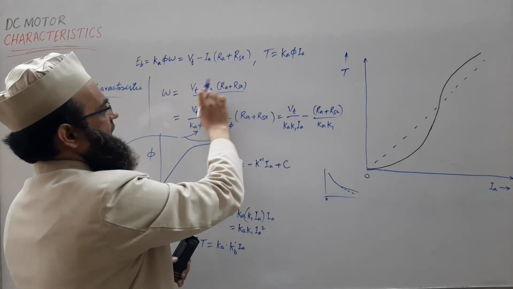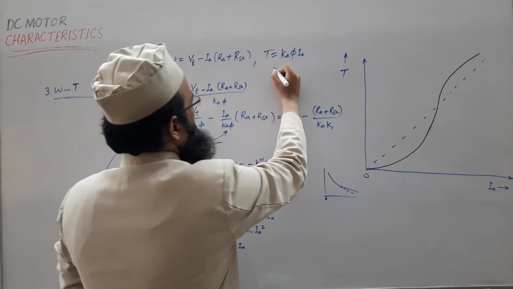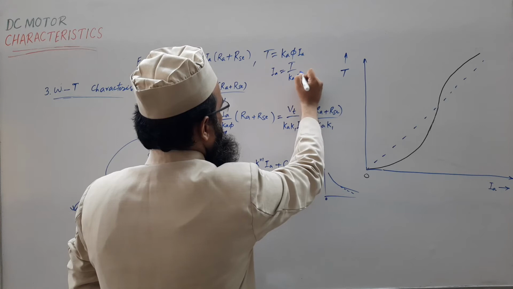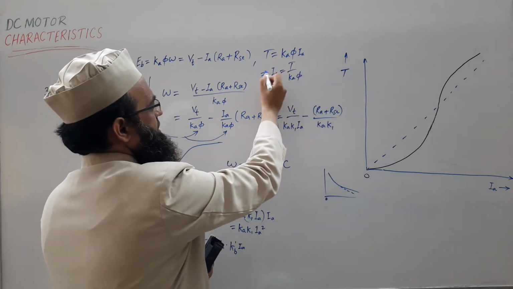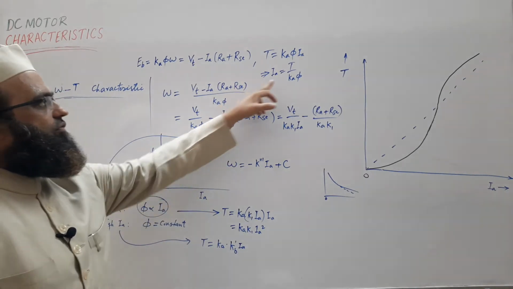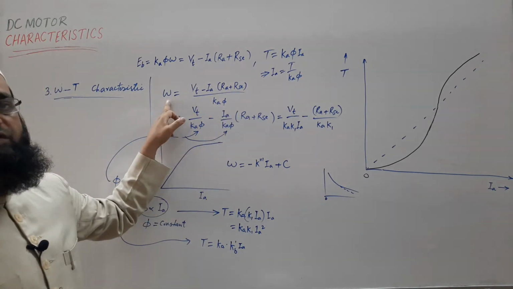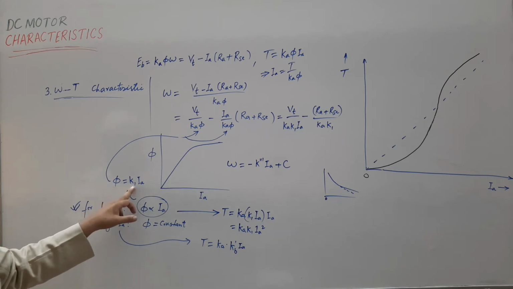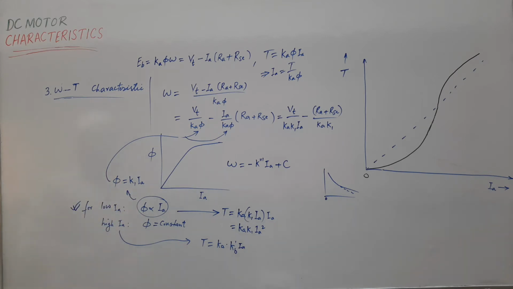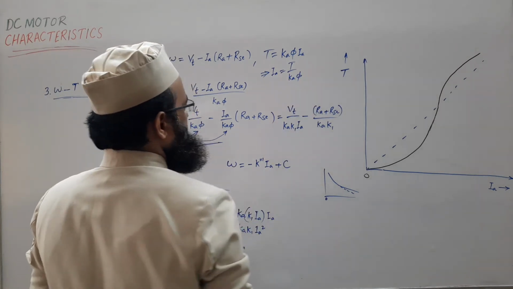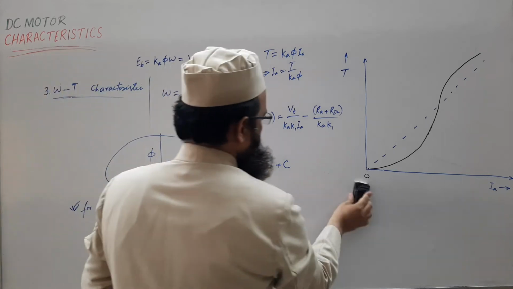If we replace Ia with this, Ia may be written as torque by Ka phi. From here we may write Ia. So if we replace this Ia, we will see torque here and omega on one side. For a low value of Ia, we know that phi is K1 Ia, so if we substitute this here, let us write somewhere here.